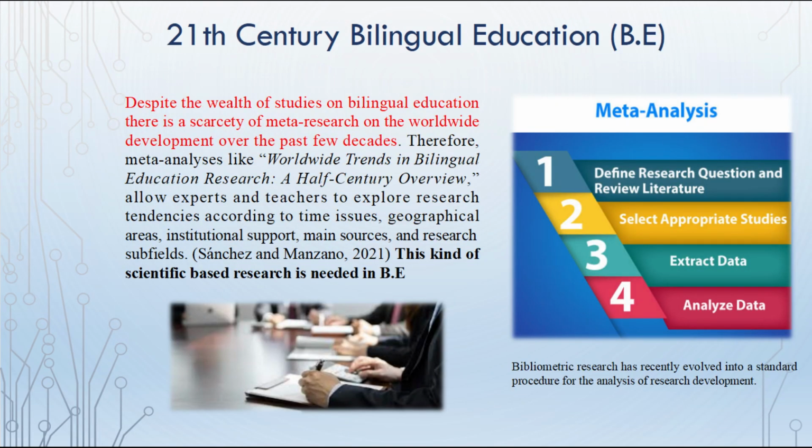Bibliometric research has recently evolved into a standard procedure for the analysis of research development. Despite the wealth of studies on bilingual education, there is a scarcity of meta-research on the worldwide development over the last 20 years in bilingual education. Therefore, meta-analysis research like worldwide trends in bilingual education research and a half-century overview allow experts and teachers to explore research tendencies according to time issues, geographical areas, institutional support, main sources, and research subfields. This kind of scientific-based research is needed in bilingual education.